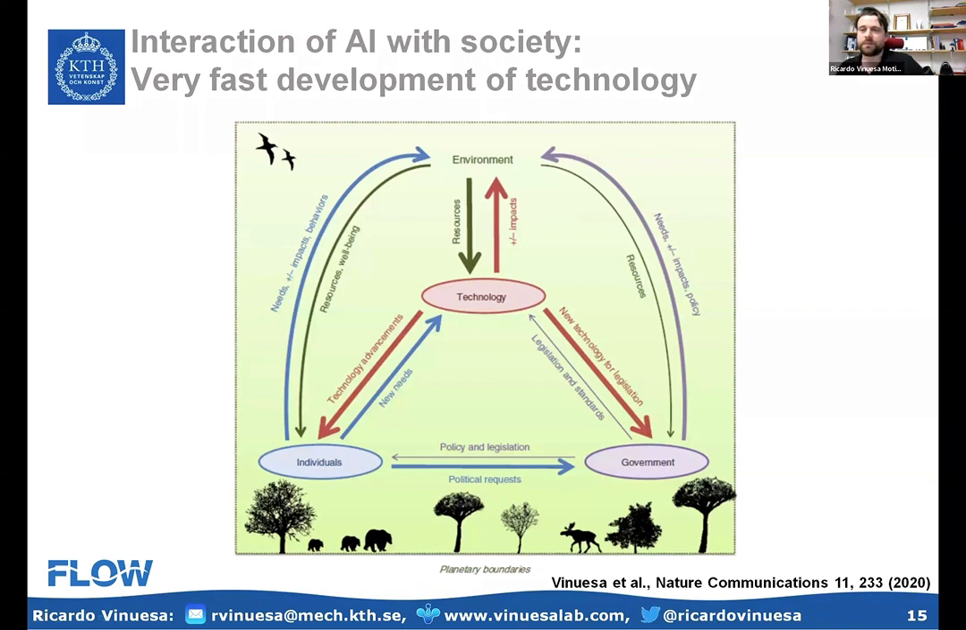And maybe the summary of this talk can be put into these three agents: the technology, the individuals, and the government, where the developments of the technology are very fast, the individuals are lagging behind, and the governments certainly are much slower when it comes to their regulations. Everything happens in the context of the environment, where we are also having, of course, in this cycle, an important impact. And in this figure, the thickness of the arrows indicates the speed of change. So, of course, the changes in technology are much faster than the reaction speed of the governments with respect to that technology.